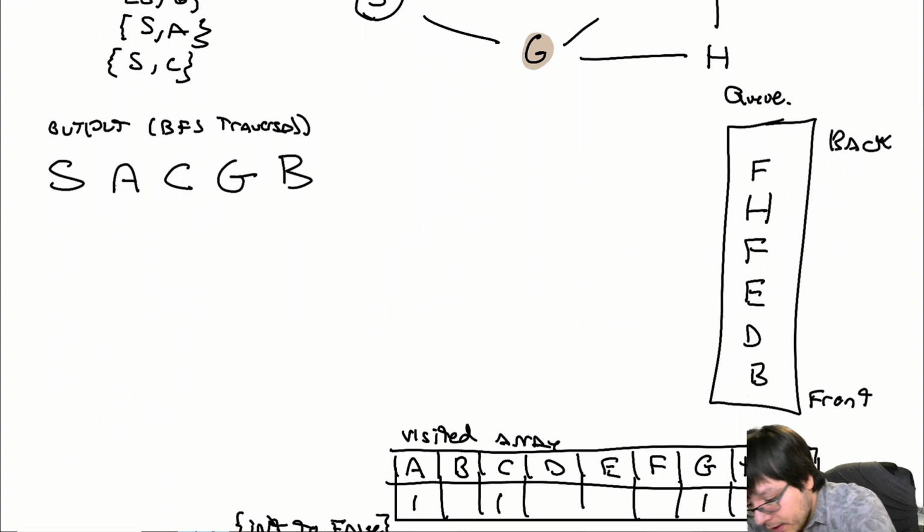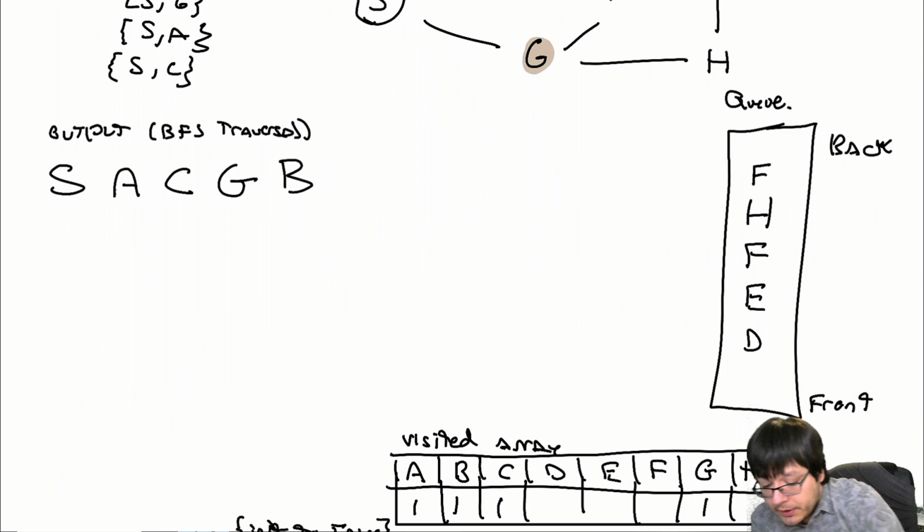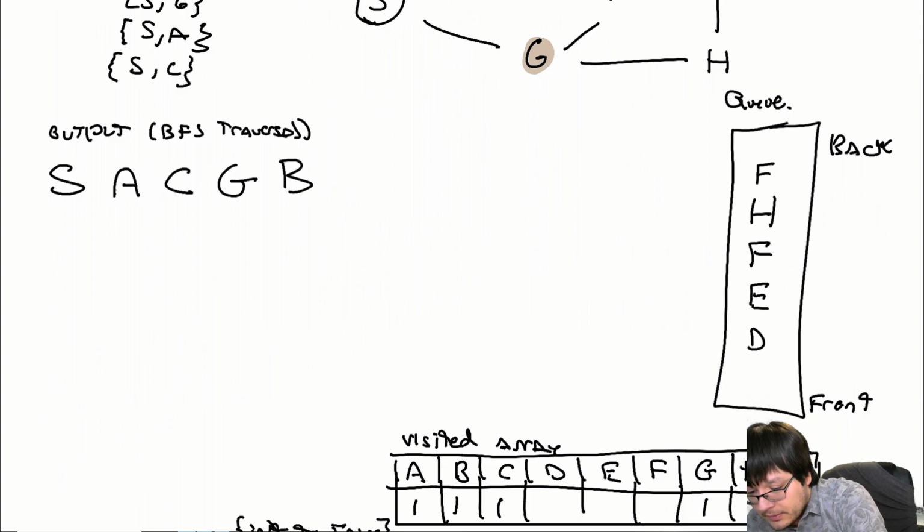So DQ B out, mark it visited, and we're ready to go. We're going to have to move things down, just to make sure that we don't run out of space.